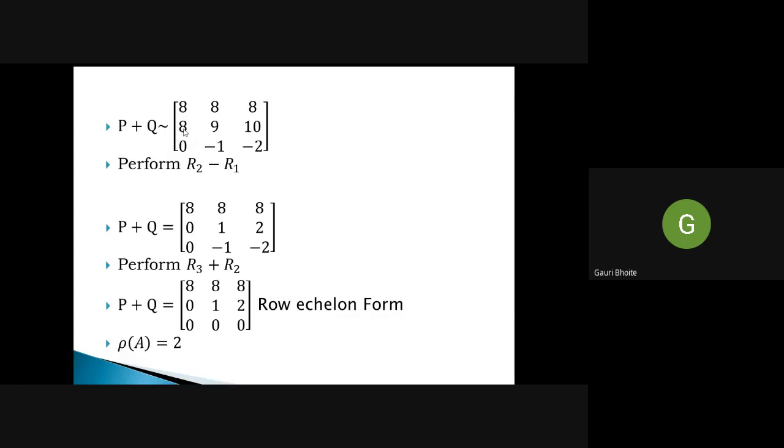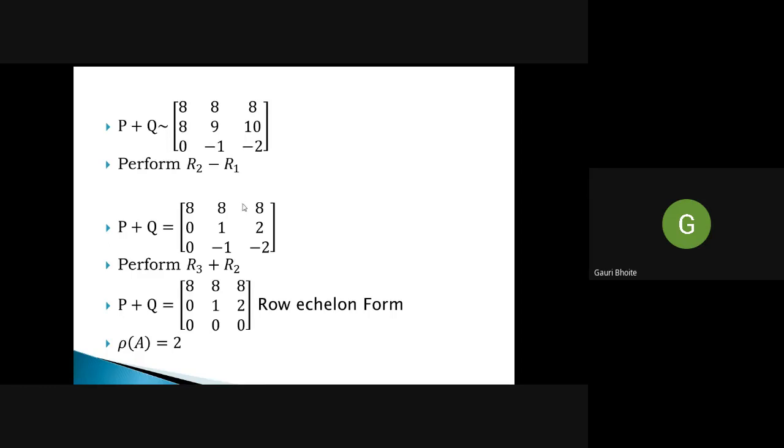Now here I make the entry 0 below A11. To make this 8 zero, here is 8, here is 8, so directly I use R2 minus R1. So 8 minus 8 is 0, 9 minus 8 is 1, 10 minus 8 is 2. The third row is as it is, 0, minus 1, minus 2. By performing R2 minus R1, I make 0 below A11, and already this is 0, so this entry becomes 0.